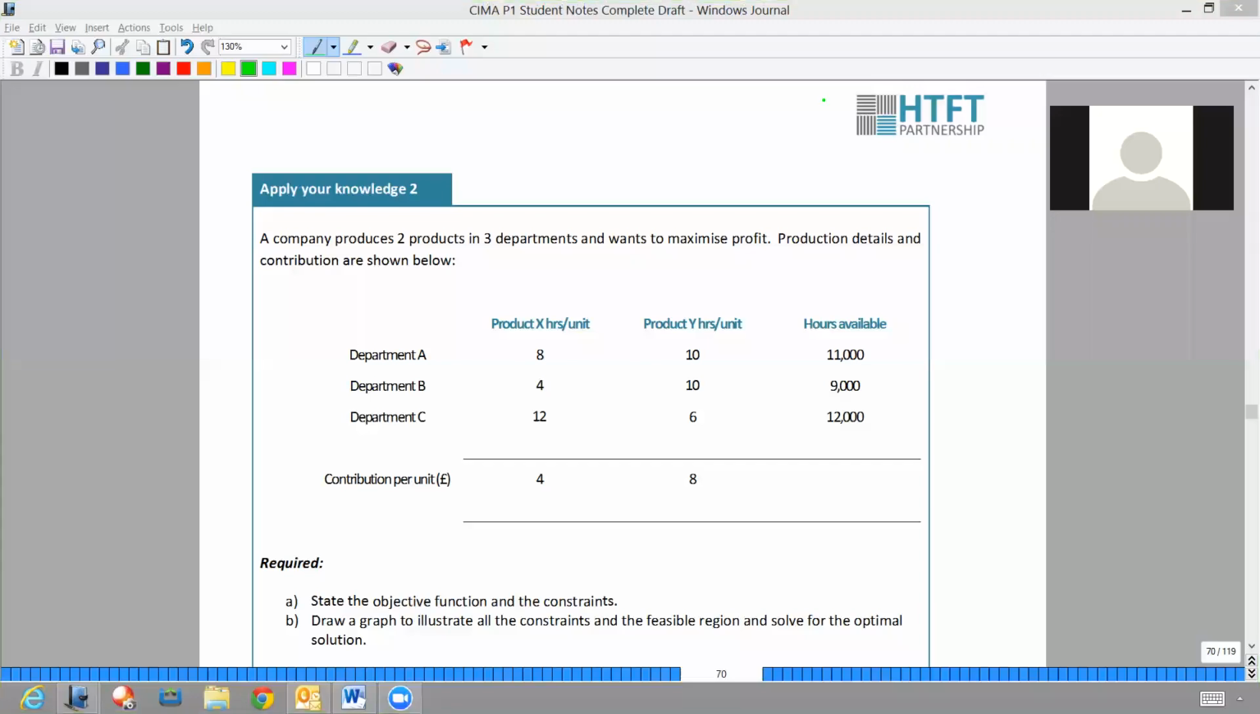Hi, and welcome then to this recording where we are going to be looking at linear programming. Okay, so we are continuing on with topic 7. We've already looked at limiting factor analysis, and you should have already looked at your linear programming introduction.